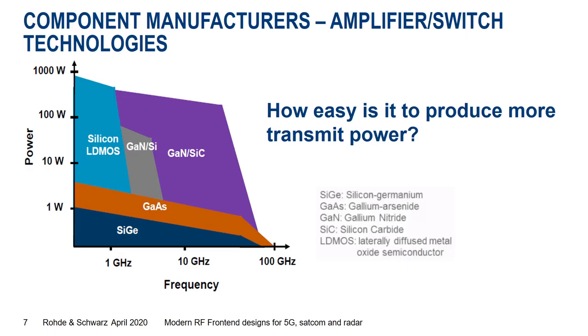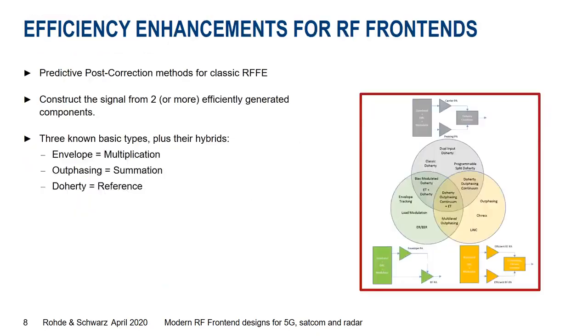Obviously, the higher the frequency, the higher the output power also needed, the more expensive the whole thing gets, and also the more complicated from a technology point of view. So this may not always be the best and most efficient way. There is a lot of work being done today and already in the past, and for sure will be done also in the future, to make more efficient RF front ends. There are different methods to do so.